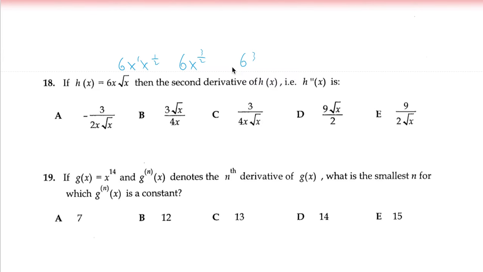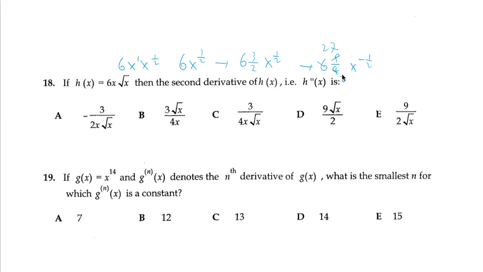First of all, bring the power down, reduce the power by 1. And then we just need to do it again: bring the power down, reduce the power by 1. So 6 and 4 cancel, and this becomes a 2, and this becomes a 27. So it's 27 over 2 x to the power of minus a half. Sorry, that's 18. We'll probably simplify it; I think I did it too fast.